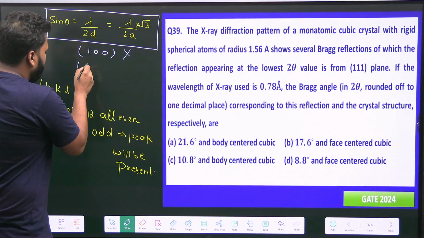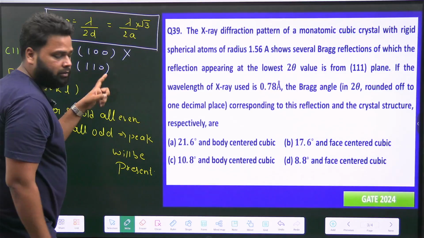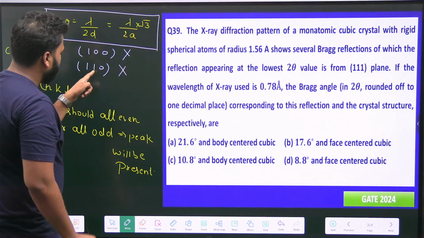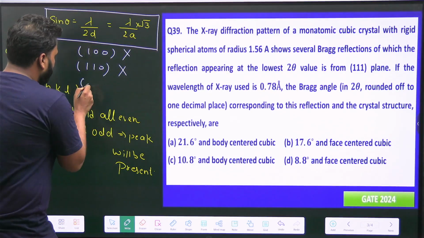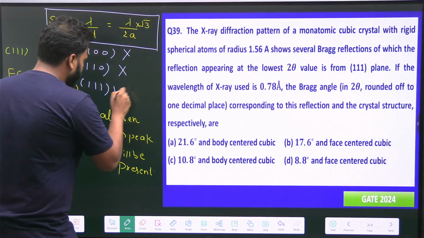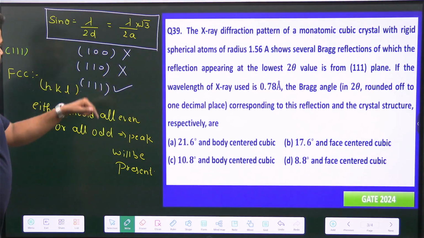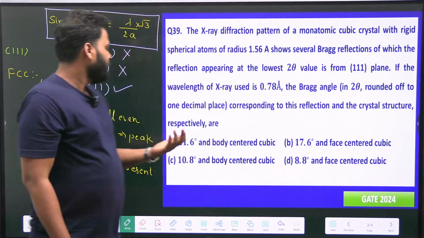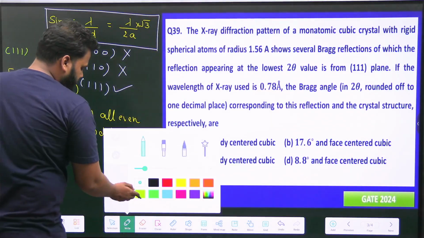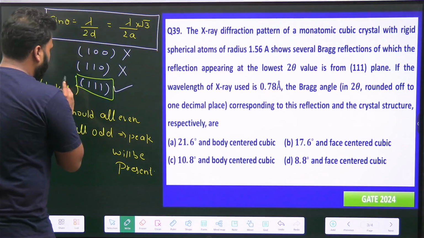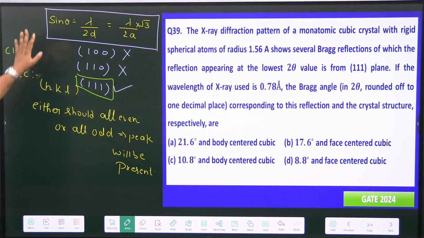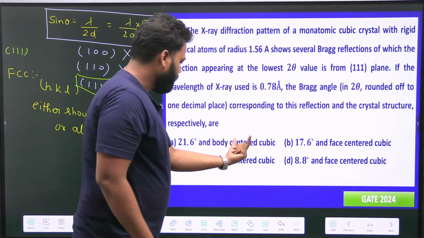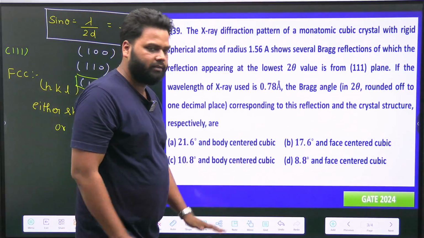What should be the other one? 110, is it possible? No, it's not possible because 1 is odd, 0 is even. This is also not possible. What about 111? Yes, now this is possible, because in 111 all are odd integers, and the lowest peak is at 111 for the FCC lattice. So the crystal is face-centered cubic, that's for sure.